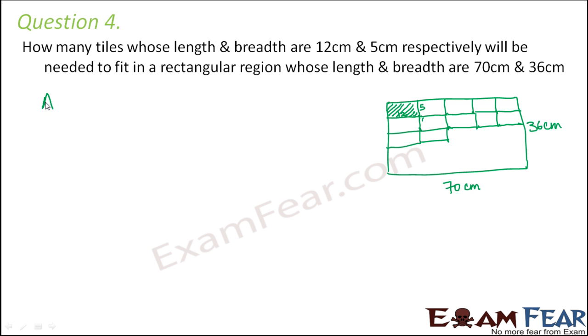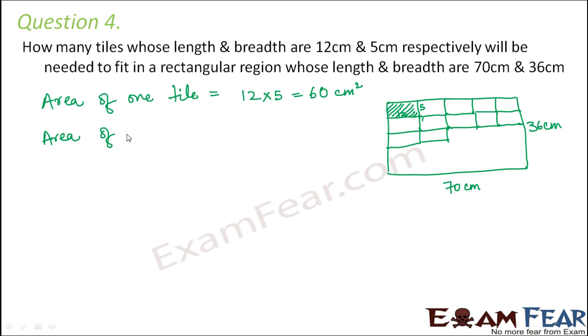So let's do that. The area of one tile will be equal to length into breadth, that is 12 into 5, which is equal to 60 centimeter square. Now let us find out the area of the big rectangular land, that would be equal to length into breadth, which is 70 into 36, that is equal to 2520 centimeter square.